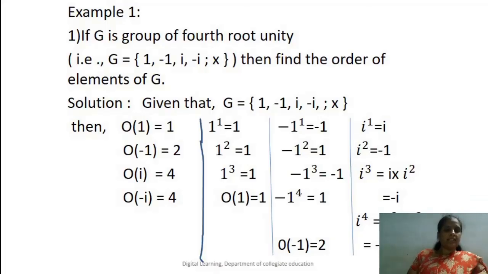But in the first example, while explaining the cyclic group, we have not explained about the order. We have explained about the generator. But here in this example, I have given the example for the order of the elements.